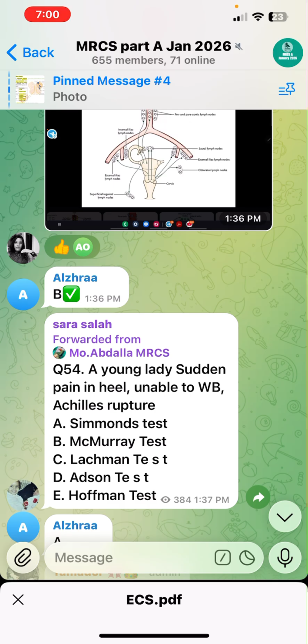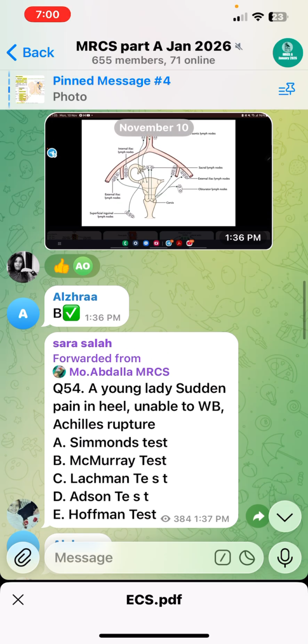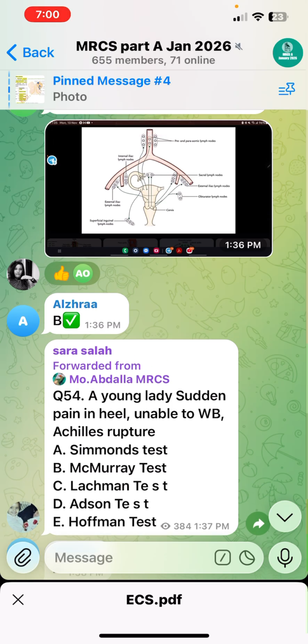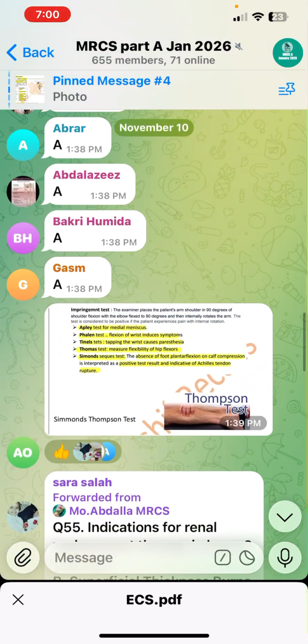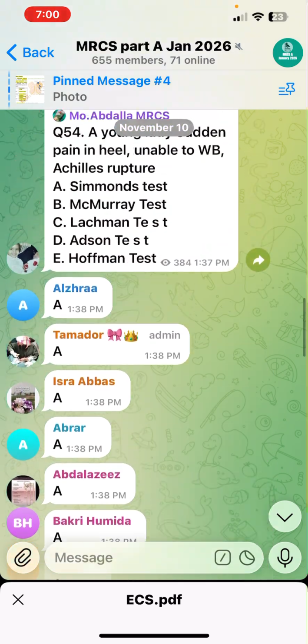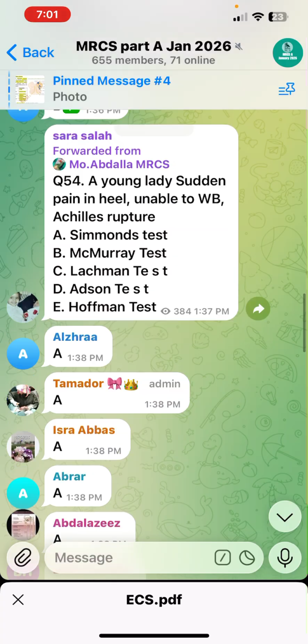Young lady with sudden pain in the heel, unable to walk. Achilles rupture, Simmonds test. Achilles rupture, Simmonds test. And what is Thompson? Simmonds, Thompson.